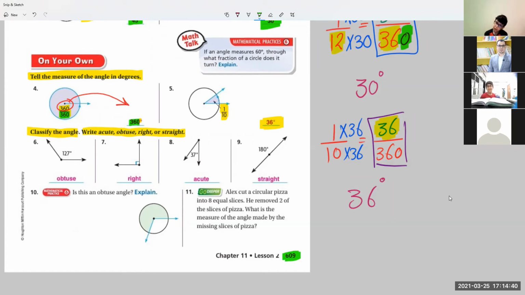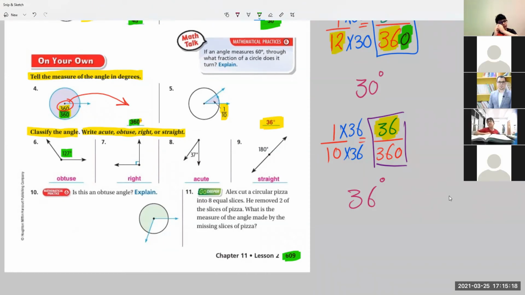Okay, so we have here 127 degrees. What do you think about it? Answer me and then classify your answer. It is obtuse because it is a big line. No, forget about the lines. Give me the reason why you said it's obtuse, with numbers.